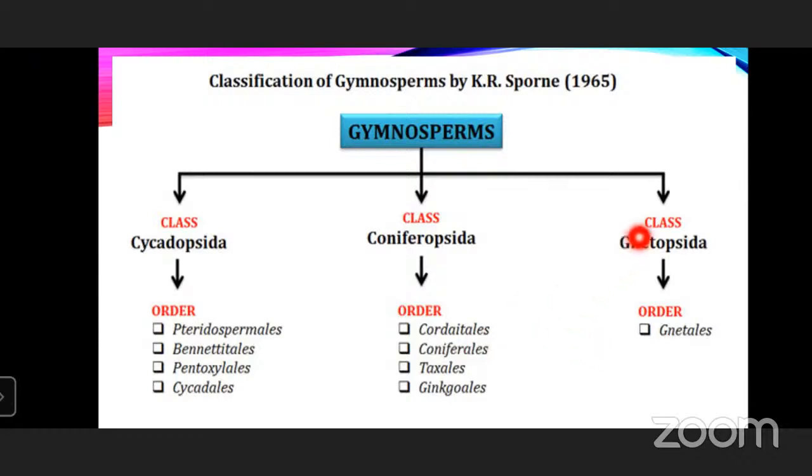Next, the third class, class Gnetopsida. This class Gnetopsida consists of only one order, that is Gnetales. The order Gnetales consists of the plant Gnetum. It is about the classification of gymnosperms proposed by K.R. Sporn in the year 1965.